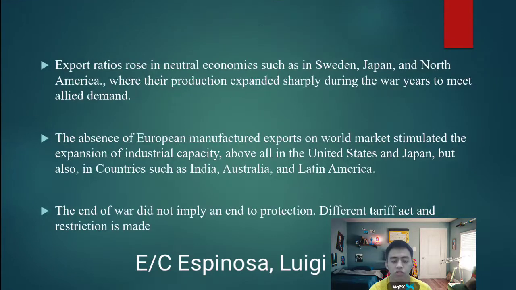Export ratios rose in neutral economies such as Sweden, Japan, and North America, where grain production expanded sharply during the war years to meet Allied demand. So there were many countries that raised their export ratios to meet the demand of the Allies. The absence of European manufactured exports on world markets stimulated the expansion of industrial capacity, above all in the United States and Japan, but also in countries such as India, Australia, and Latin America.